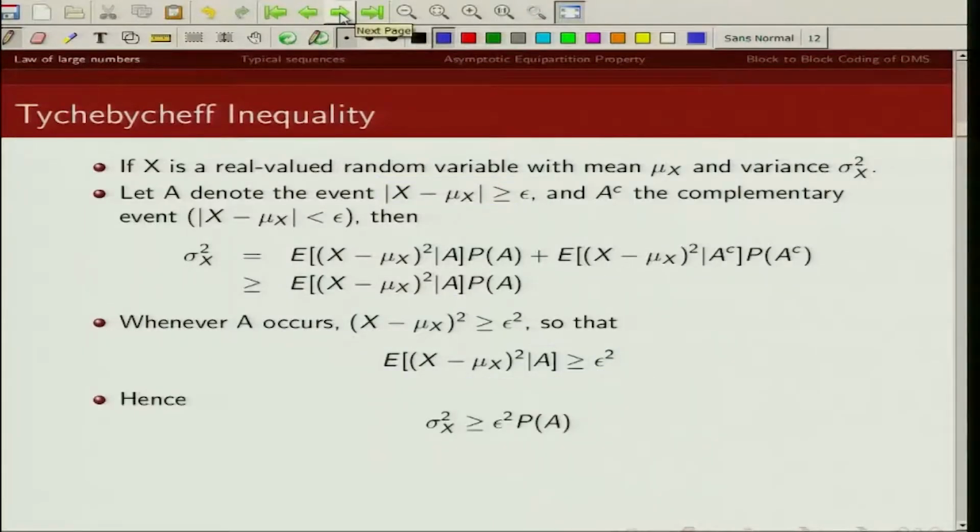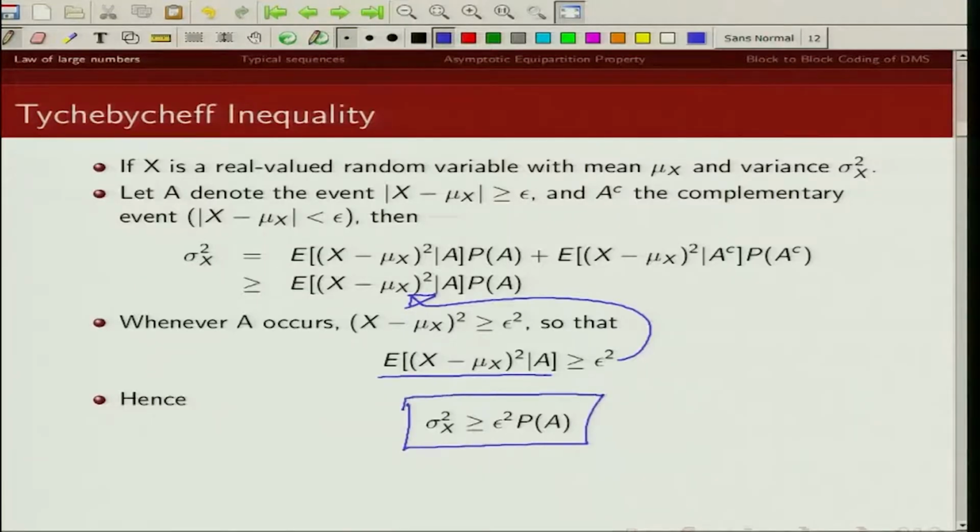Hence, if I plug this value of the expected value of (x minus mu x) whole square given A in here, what I get is this expression: sigma x square, the variance of x, is greater than or equal to epsilon square into the probability of occurrence of this event A, which is the event that the absolute value of x minus mu x is greater than or equal to epsilon.